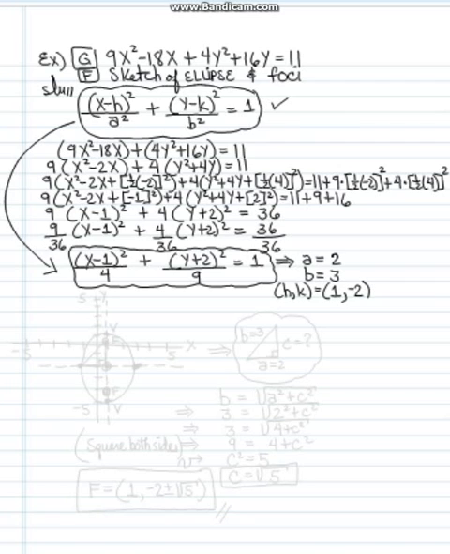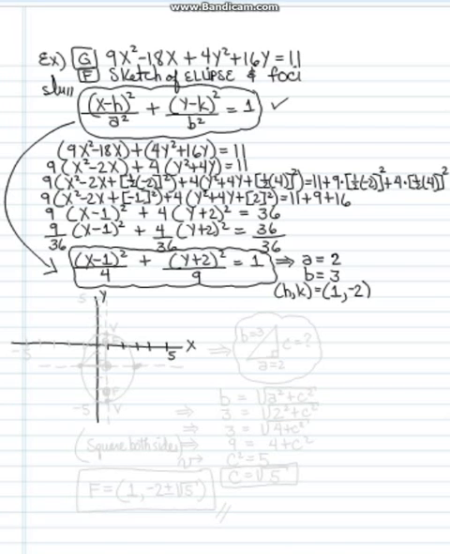Y minus a negative 2 is y plus 2. Now we're going to do the sketch. Here's our y-axis. Up here's our x-axis. And let's see, how many marks should we make? Let's go out 4: 1, 2, 3, 4.